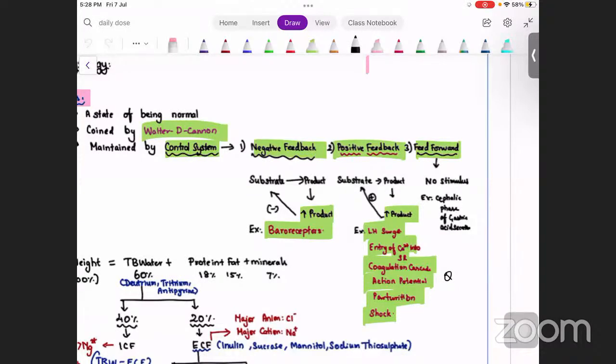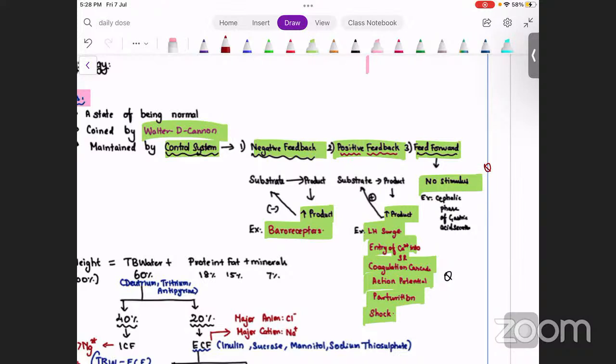Then you have the feed forward system, whereas in positive and negative feedback you require some stimulus. The stimulus is your raised product. Yes or no? For a feed forward system, there is no stimulus required. There is no stimulus required. One of the very classical questions that may be asked in the FMGE in terms of negation.